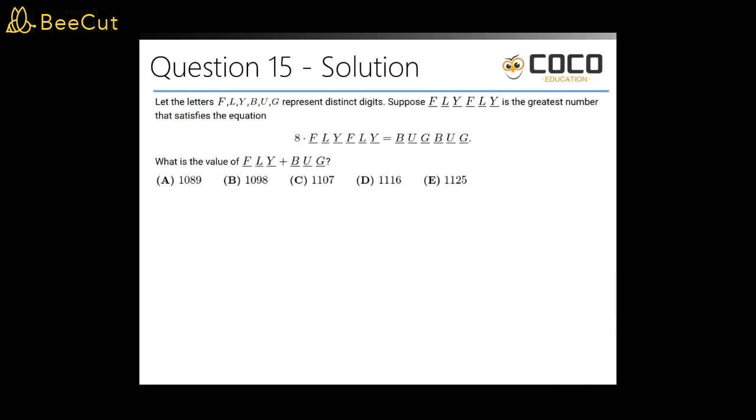Now let's take a look at question 15. So we have 8 times the 6-digit number FLY FLY equals the 6-digit number BUG BUG. This 6-digit number equals the first 3 digits times 1001. And then this 6-digit number also equals the first 3 digits BUG times 1001. So we cancel out the common factors.